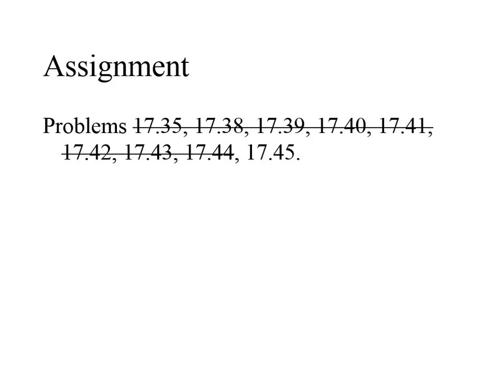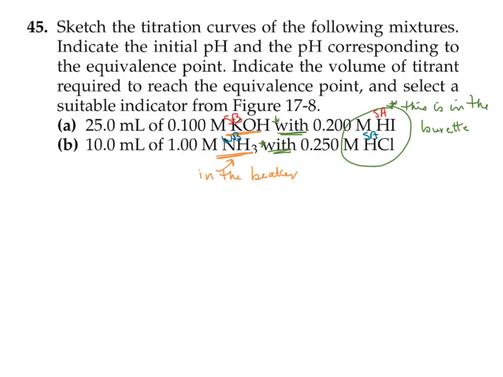Question 45 looks at two titrations, okay? And you're supposed to draw the titration curve that would go along with these. Titration A and titration B. Anytime you see the word "with," actually, that is what's in your burette.